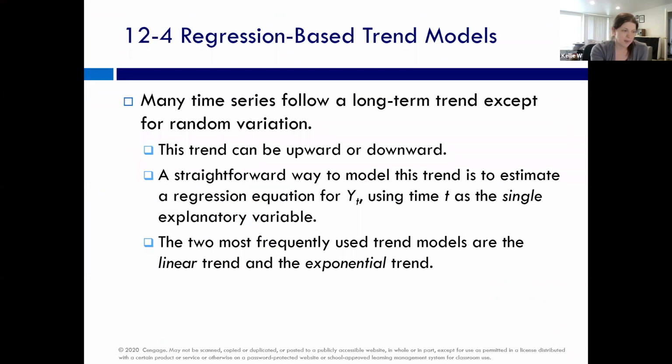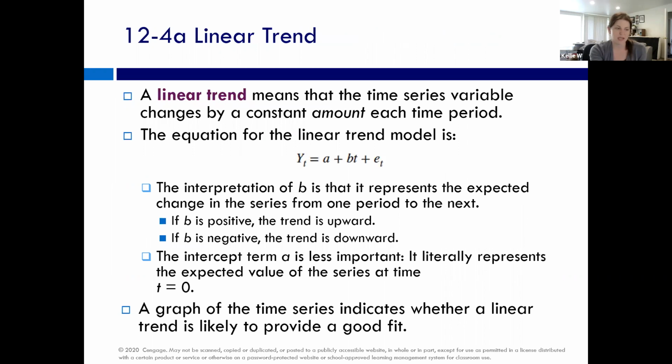Okay, so many time series follow a long-term trend minus that random variation, and it can be upward or downward. But using a regression equation is the easiest way to model this trend, and we can use y sub t, where t is time, as our single explanatory variable. So the two most frequently used models for time series data are a linear or an exponential trend.